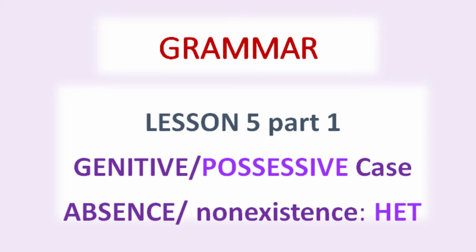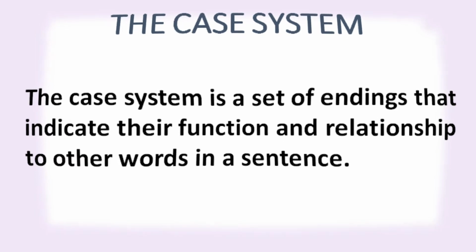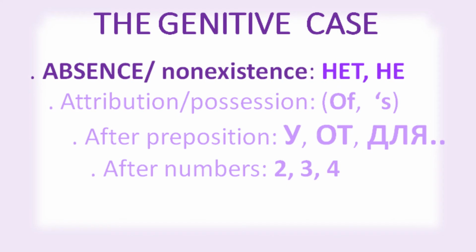In this lesson you will learn about the genitive case. Remember to repeat the words out loud after tomorrow. The case system is a set of endings that indicate their function and relationship to other words in a sentence. There are several instances of the use of the genitive case in Russian. In this lesson we cover absence, non-existence, as indicated by Нет, and не.